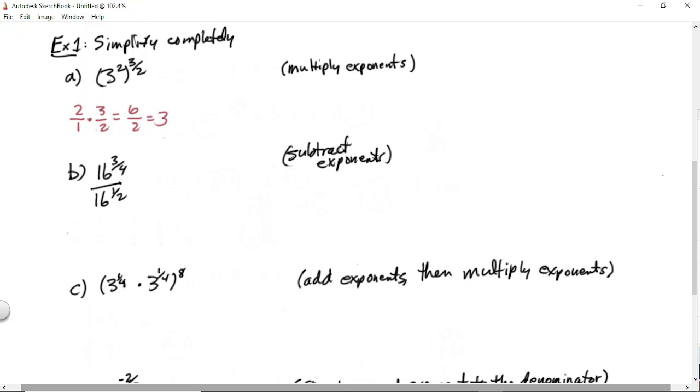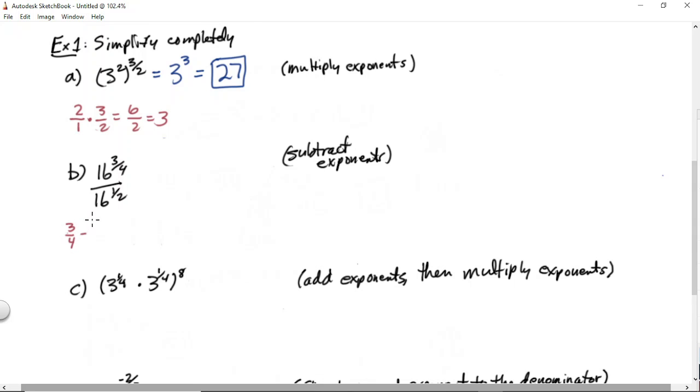So that just applies up here. Multiplying the exponents, we got 3, right? So that becomes our exponent. We simplify. 3 to the third power is 27. And that's it. Okay, look at the next one. We have division this time. So we subtract exponents. The base is the same. So we'll do our exponent arithmetic down here.